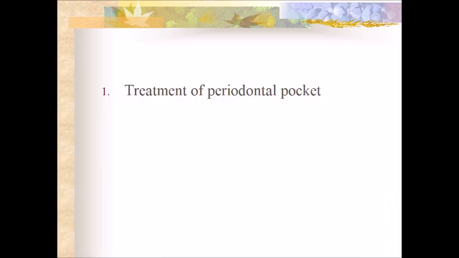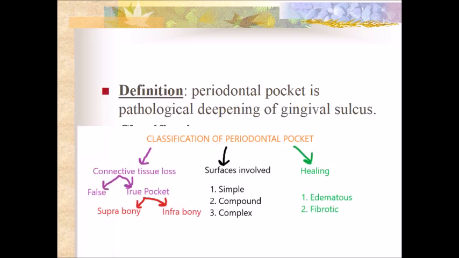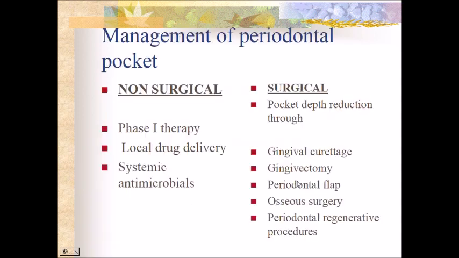Coming on to the treatment of periodontal pocket. First of all, we will write the definition of pocket. Periodontal pocket is a pathological deepening of the gingival sulcus. Then you can quickly draw the classification of periodontal pocket in the manner that I have drawn. It is very easy. Classification on the basis of connective tissue loss: true, false, suprabony, infrabony; then surfaces involved: simple, compound, complex; and on the basis of healing: edematous and fibrotic.